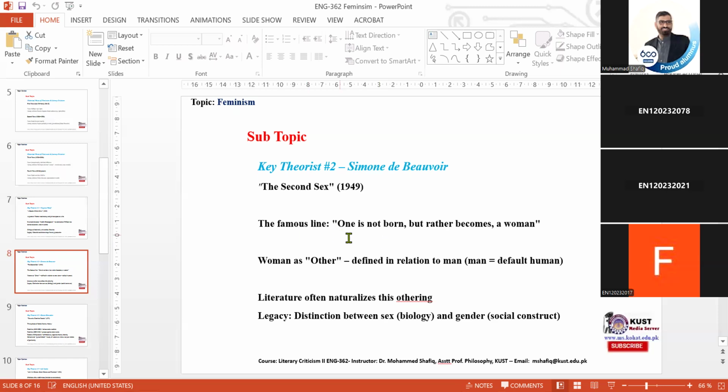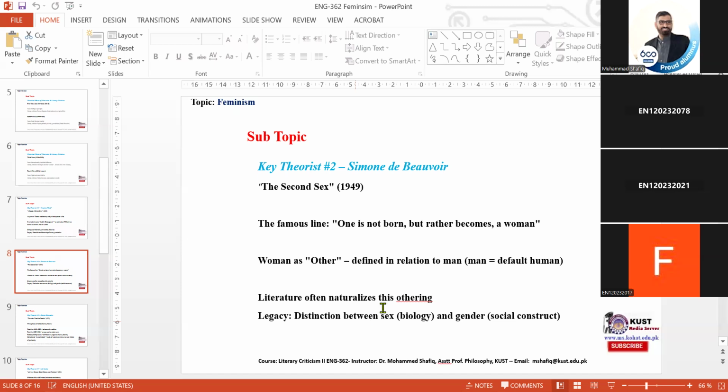If you reflect upon it, it basically means that both male and female children are born the same. I mean, obviously there is a biological difference, but they are born the same. But later on, one becomes a man and the other becomes a woman. It is the society which has the impact. Woman as other, defined in relation to man. So man normally defines woman as other, as something inferior to him, because of a patriarchal way of thinking, according to Simone de Beauvoir.